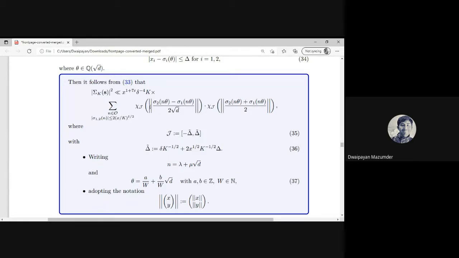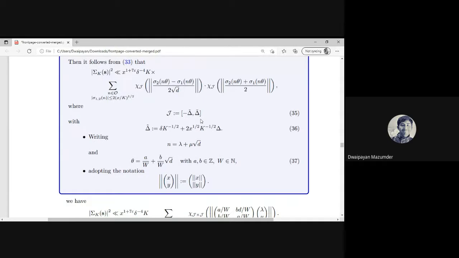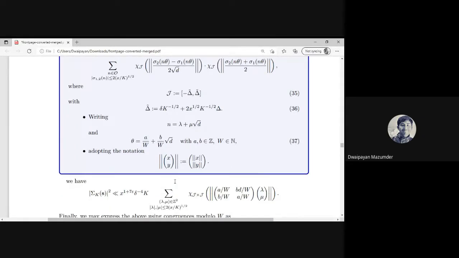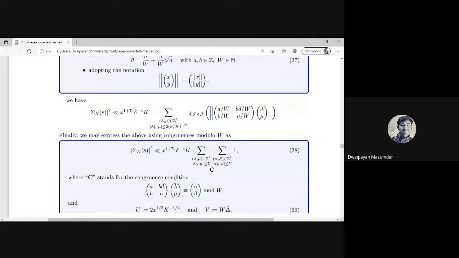This particular norm is basically the smallest integer distance, and the norm of x is nothing but the minimum of the modulus of n minus x, where n belongs to the set. And then if you take theta, your A by W, B by W squared dot D, and if you adopt this notation, then ultimately you are getting 38. If you just multiply with this, you will get this particular distance, as C stands for that, and this lambda and mu are in a certain range. Okay.